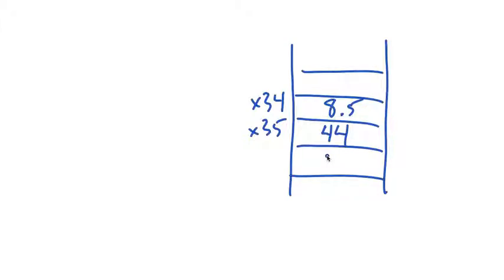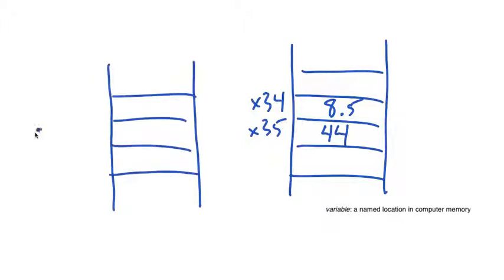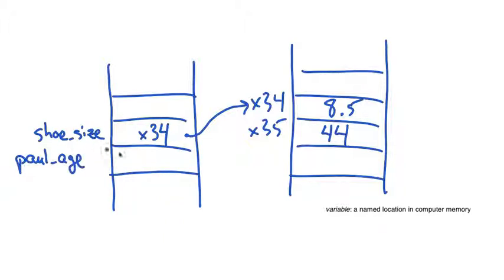Programs need a way to keep track of all these values. They do this using something called variables. A variable is a named location in memory. Python keeps track of variables in a separate area of memory from the values. We might have a variable shoe size that stores memory address X34. That means that shoe size refers to the value 8.5. In the same way, we might have a variable Paul age, whose value is 44. We accomplish this by storing memory address X35 with variable Paul age.